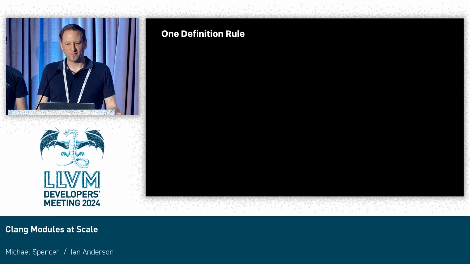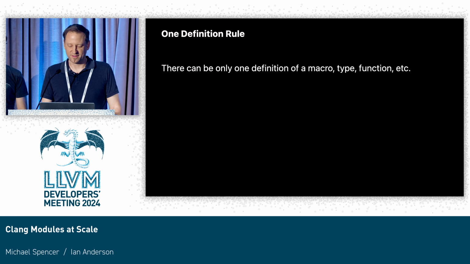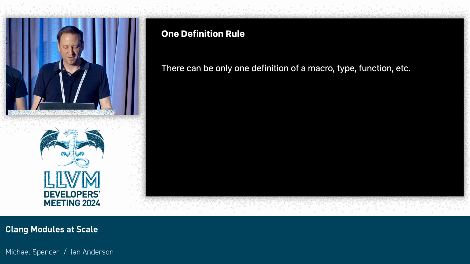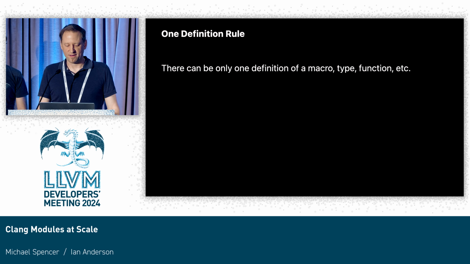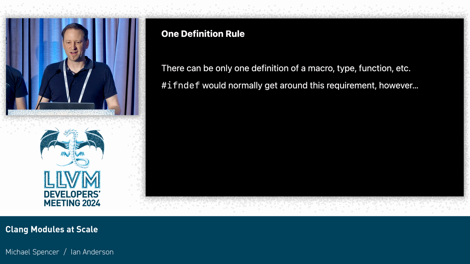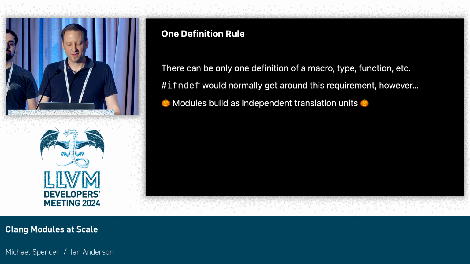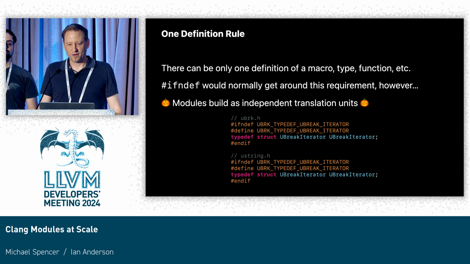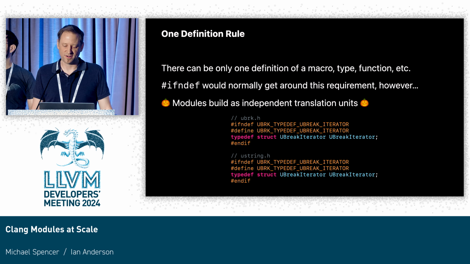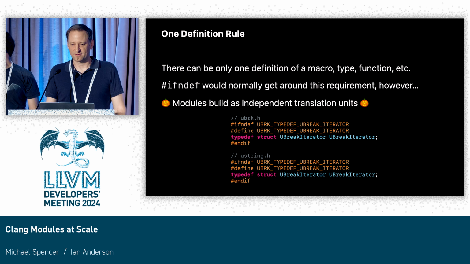So next one, pretty straightforward. One definition rule is pretty much every one definition rule you've ever heard. Same thing. You can only have one definition of all types, macros, functions, what have you. Sometimes you can kind of cheat where it's awkward or inconvenient to do this by using ifdef. Guess what's coming up? Modules built as independent translation units. So this piece of code that we used to have from Apple's copy of ICU used to have the UBreakIterator declared in a couple of different headers, and now this is a type redeclaration error.